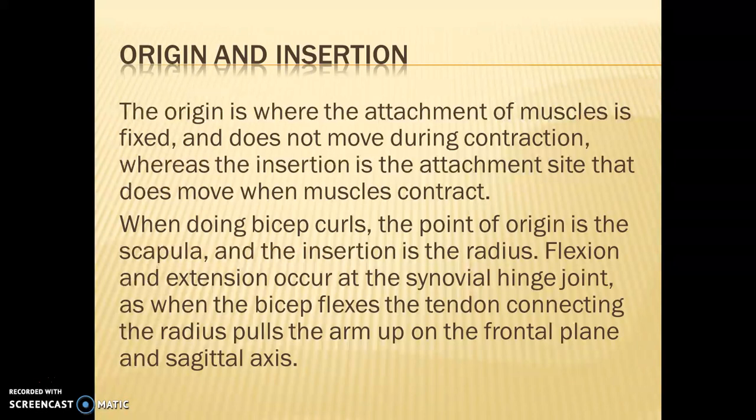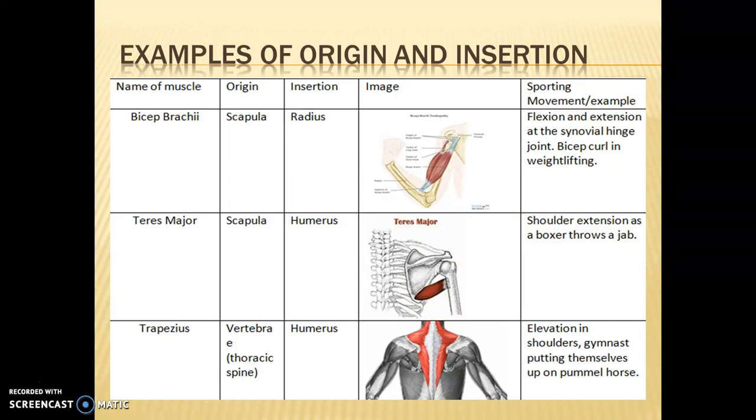When doing bicep curls, the point of origin is the scapula and the insertion is the radius. Flexion and extension occur at the synovial hinge joint, as when the bicep flexes, the tendon connecting the radius pulls the arm up and on the frontal plane and sagittal axis. Here are 12 examples of origin and insertion in the body.